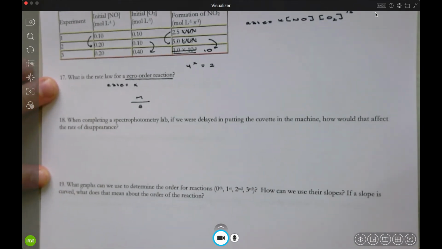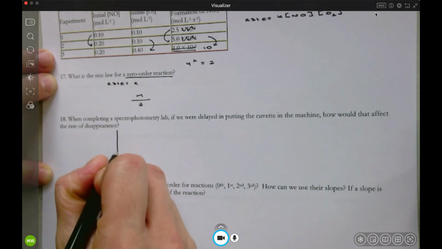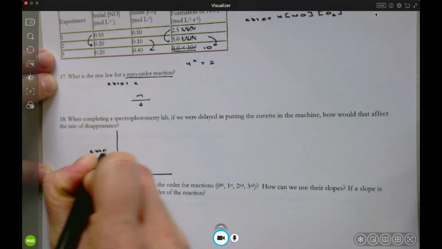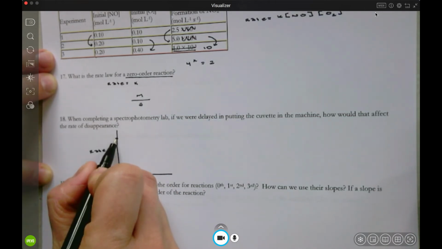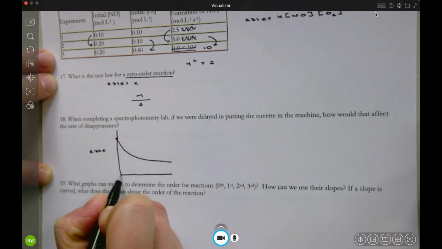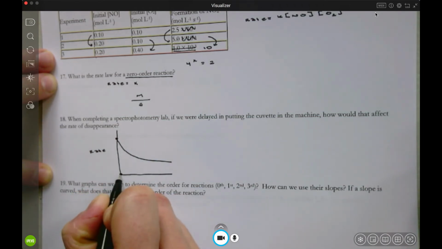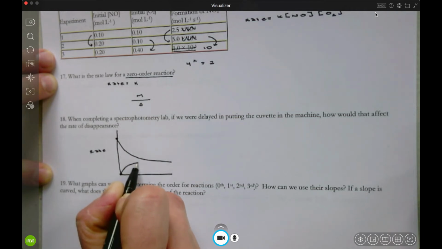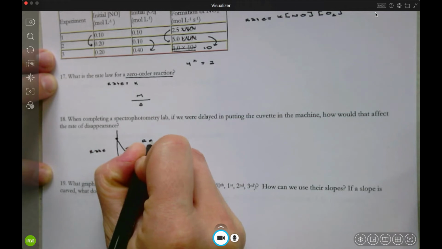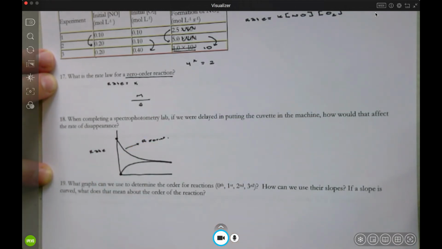When completing a spectrophotometry lab, if we were delayed in putting the cuvette in the machine, how would that affect the rate of disappearance? Well, if you think about it, as the reaction proceeds, remember the rate of the forward reaction is going to slowly decrease until it reaches equilibrium. The rate of the reverse reaction will slowly increase until it reaches equilibrium. Now the rate of the forward reaction decreases because you are losing reactant.